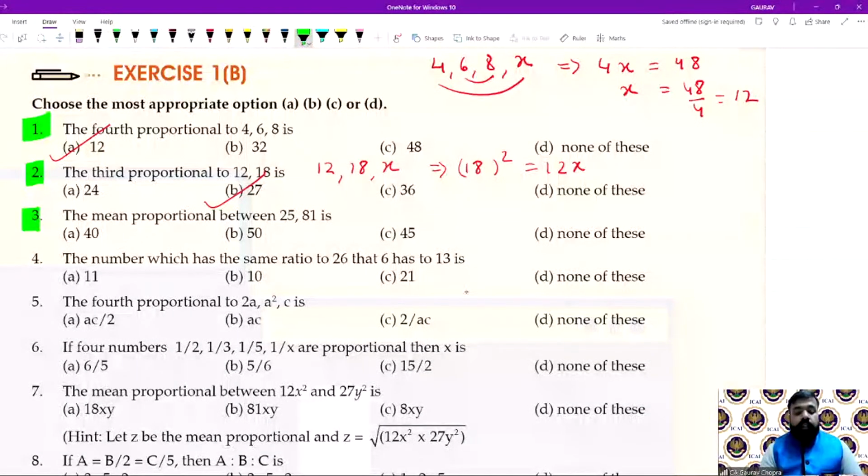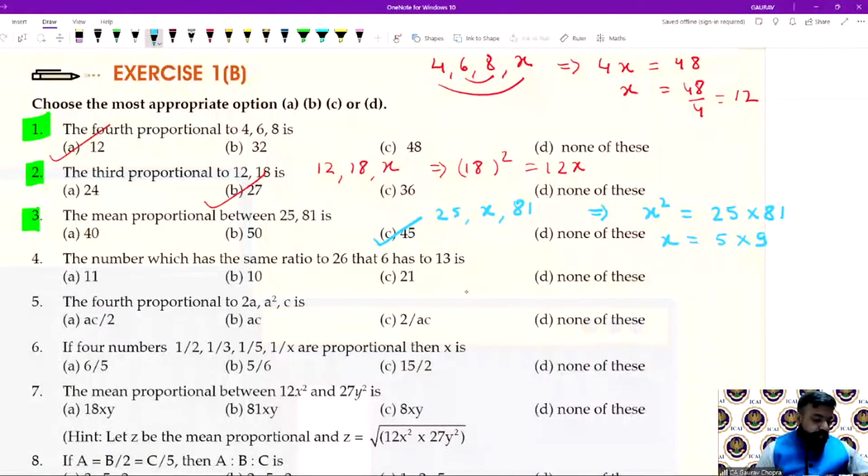25 and 81. And the requirement is mean proportional. That means the middle value. So we can take x in the middle place. So 25, x, 81. So it becomes x square equal to 25 into 81. So what will be x? Taking root, the root of 25 is 5 and the root of 81 is 9. So 5 into 9 becomes 45. Yes, so 45 is correct.